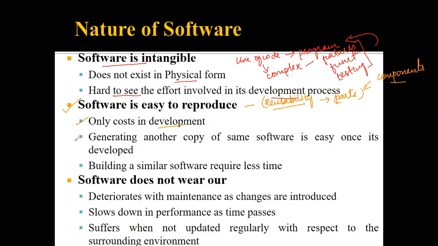The next one is, if you want to generate another copy of the same software, it is easy once it is developed, because you've got one particular software and you want to develop a software that is similar to it. So you're going to make small changes within the software. You do not have to start from the beginning. You do not have to gather all the requirements, the features, functions, testing. Each of the things need not be done. You're just going to add the small changes and then test the software. So if you just want to reproduce the code, it is very easy.